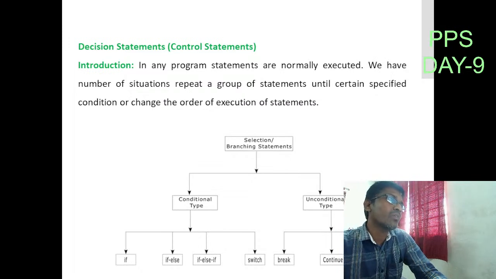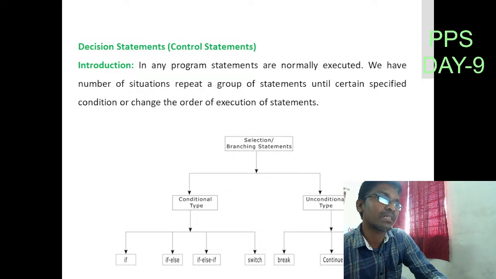Sometimes we have a number of situations to repeat a group of statements until a certain specified condition is satisfied. I hope you understand what I am saying. Normally a general program executes line by line. As I said in the previous class, int a is equal to 10, float b is equal to 2.2 and character c is equal to c. While executing this program, it will execute line by line. So that is a normal execution.